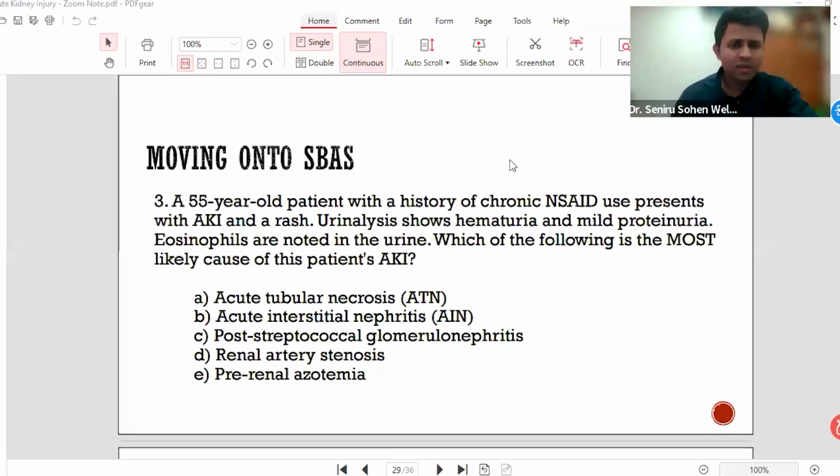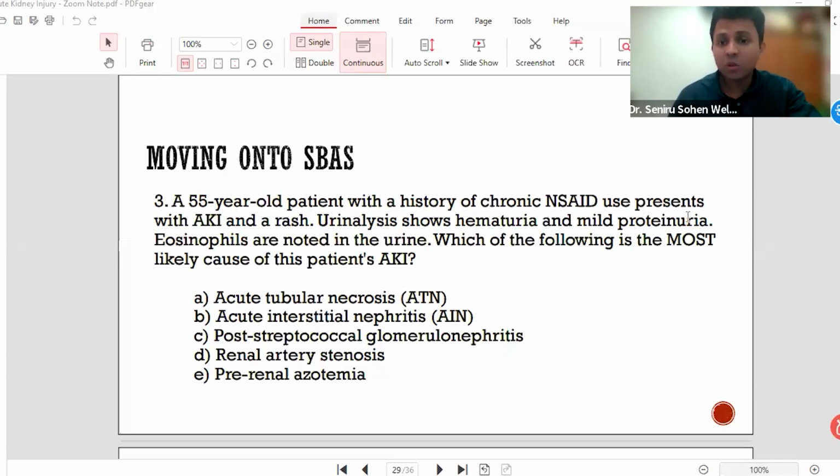So this is a little bit of a difficult one because I specifically didn't cover this topic in this section, because I wanted to discuss this in the SPA. So a 55-year-old patient with a history of chronic NSAID use. NSAIDs can predispose to various causes of AKI, both pre-renal and renal. Presents with AKI and a rash. And rashes can be seen in patients with AKI if there is significant vasculitis, autoimmune disorders, or in this specific condition.